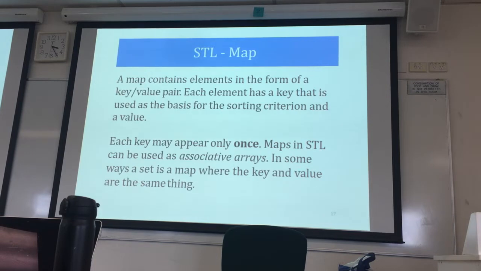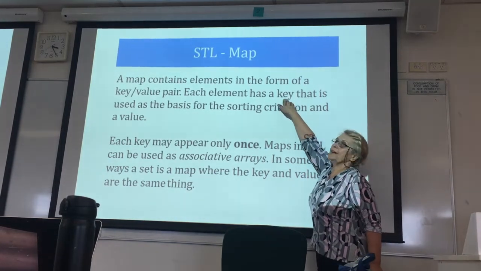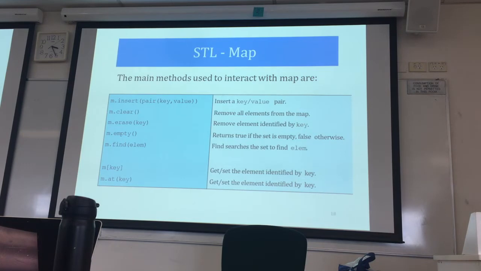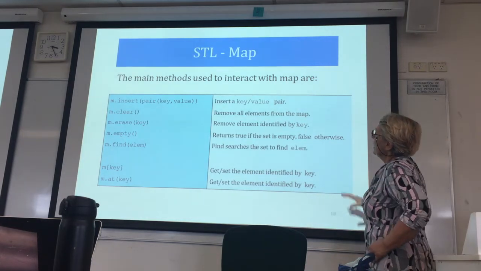Map, I said, contains pairs, key value pair. And the sorting is done on the key. Be aware, key can be any type for which sorting makes sense, a string included. You can have a key as a string because you can compare strings. Maps, like sets, allow for unique keys. Multi-maps allow for repeated keys.